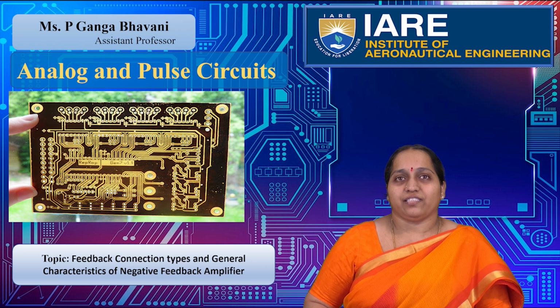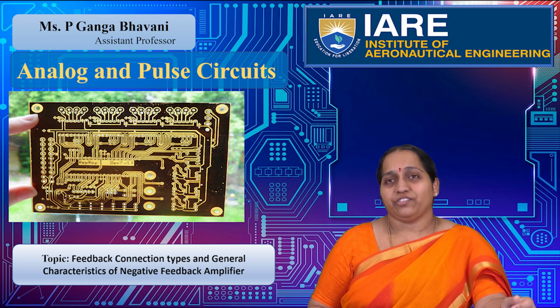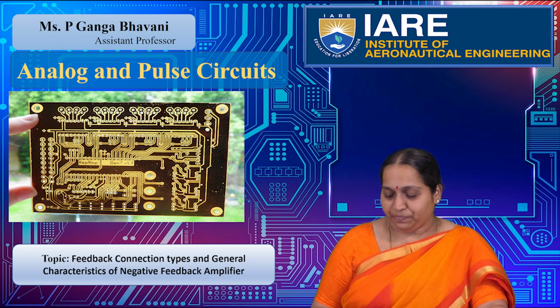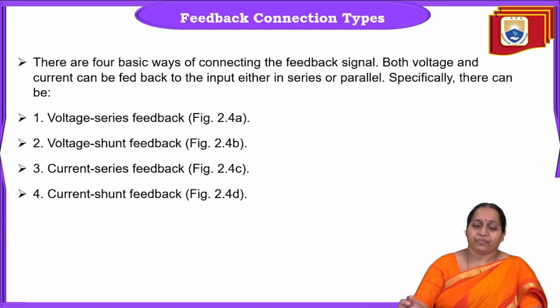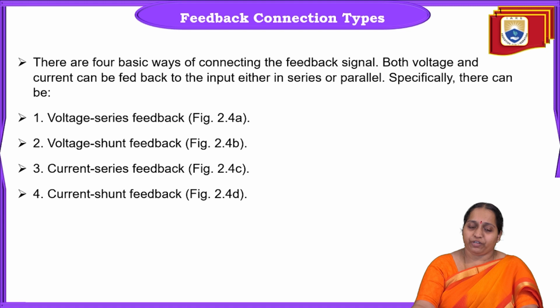But today we shall discuss the topic: feedback connection types and general characteristics of negative feedback amplifiers. First, we'll see what are the basic feedback connection types available. There are 4 basic ways of connecting the feedback signal, depending upon whether you are going to take voltage as feedback or current as feedback, as well as whether you are going to give the feedback signal in series or in parallel. Accordingly, you'll have 4 types of feedback connection types: voltage series feedback, voltage shunt feedback, current series feedback, and current shunt feedback.